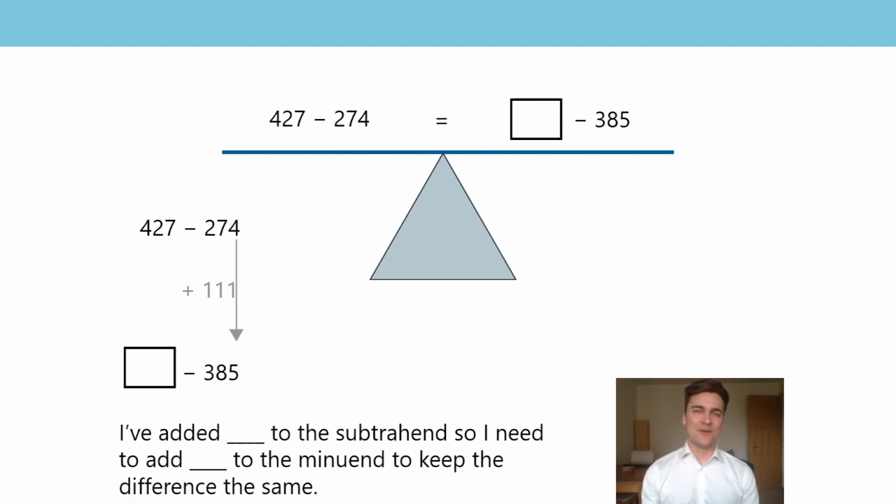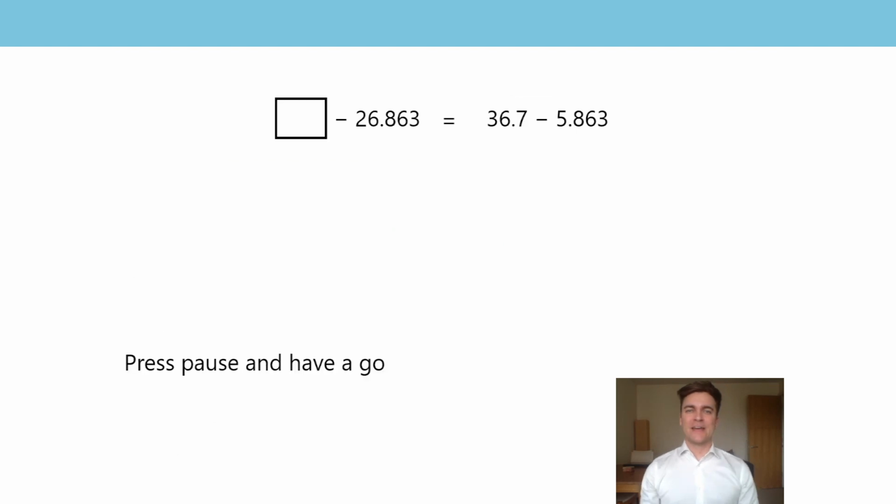Fill in the gaps for me in this sentence on 3. 1, 2, 3. I've added 111 to the subtrahend, so I need to add 111 to the minuend to keep the difference the same. 538. So perhaps you spotted that connection there to help you balance the equation. Okay, with that in mind, here's one for you to have a go at.